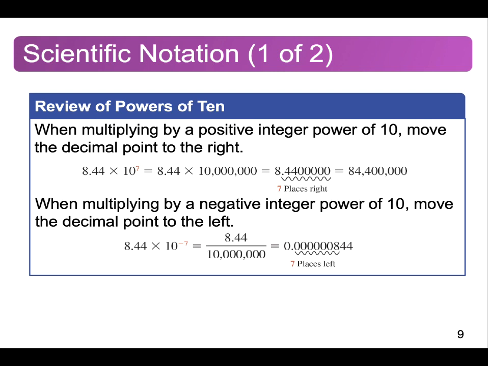Now, when you have a multiplication by a negative integer power of 10, you're going to be moving the decimal point to the left. So 8.44 times 10 to the negative 7, well, that's like division. But what you can do to simplify that calculation is just move your decimal place 7 places to the left, adding in the zeros that you need so that you can actually continue to move the decimal.